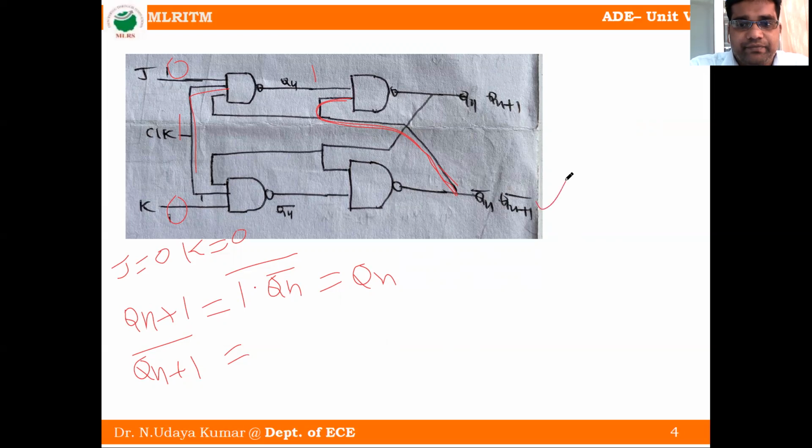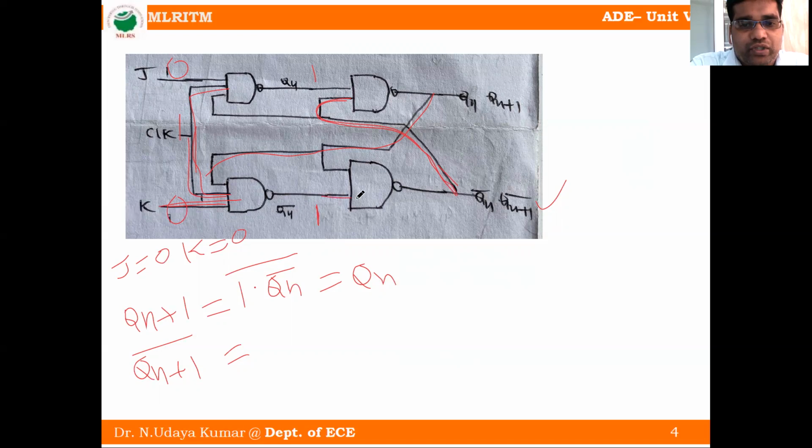We will find it here. So first input is 0, k is equal to 0, clock is 1, and this is Qn. Any input being 0 here means we will get output as 1, because of the NAND gate, 0 into 1 into Qn. So first one is 0, clock is 1, and this one is Qn. So 0 into 1 into Qn is equal to 0, 0 whole bar is equal to 1.